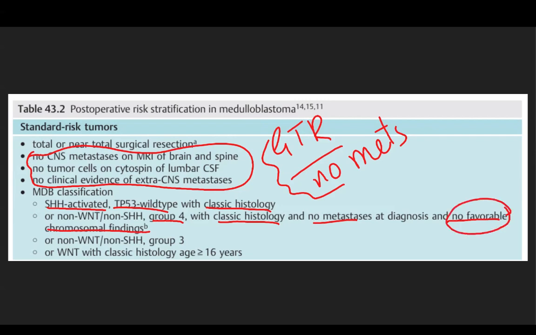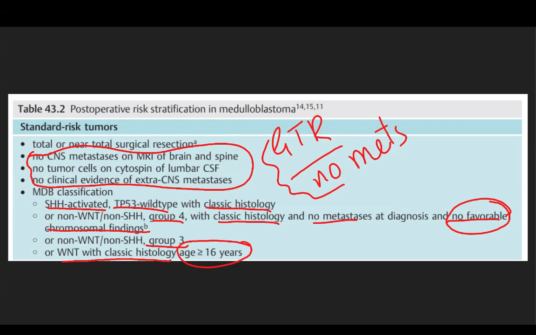Why is this important? Because if there were favorable chromosomal findings, it would have been labeled as low risk, which we are going to come to. Then we have group 3. We remember that group 3 with classic histology was a standard risk tumor, the easiest one in the group, or it's going to be a wingless tumor with classic histology, age more than 60 years. You all remember the sad guy with cut off wings? He had a standard risk profile.